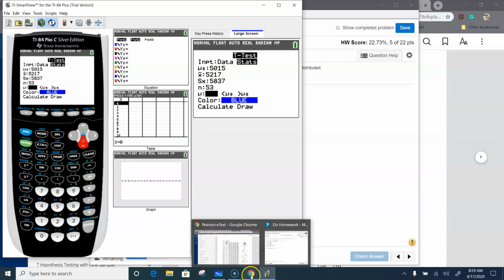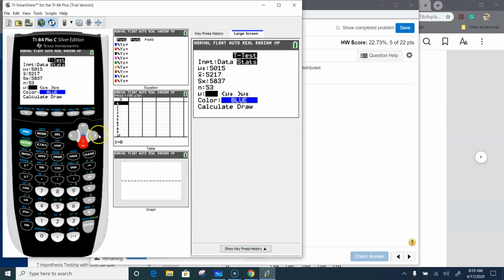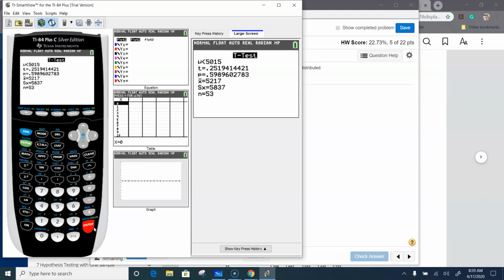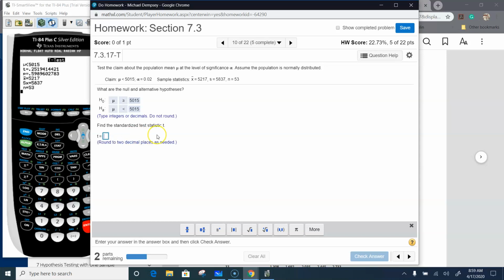And then for our alternate hypothesis, we can just look at what we put in. Our alternate hypothesis was the less than symbol. So we picked the exact same symbol. Less than. No different. Okay. So my t statistic is 0.2519. So just 0.25 if we go to 2 decimal places.